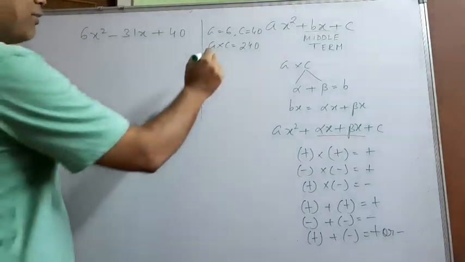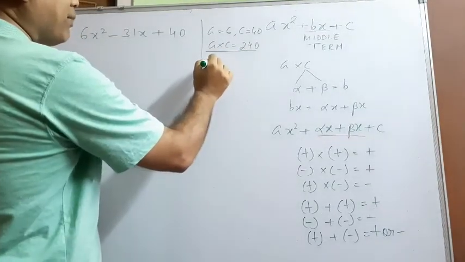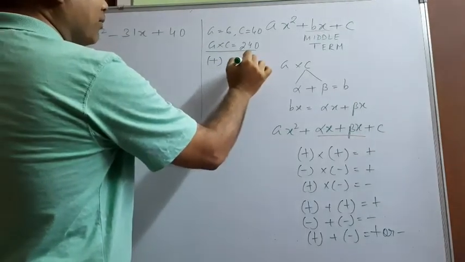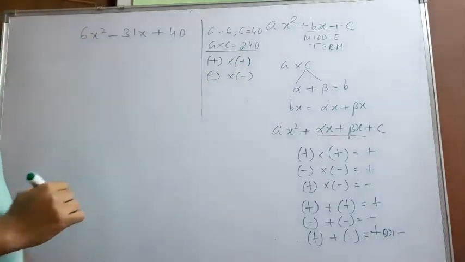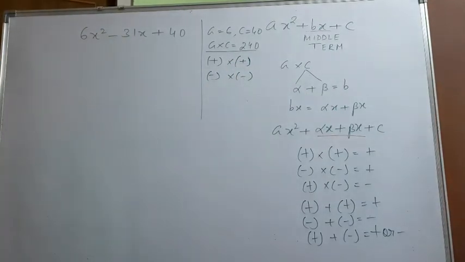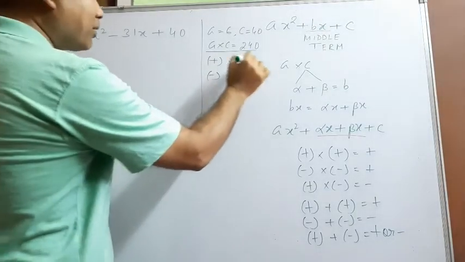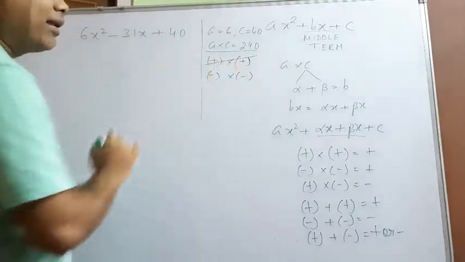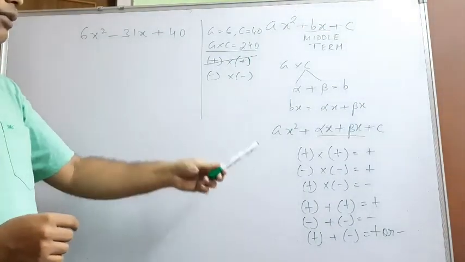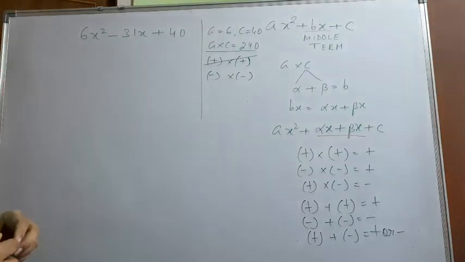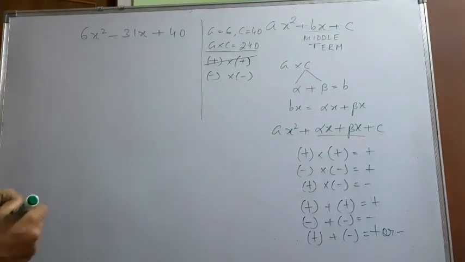Okay, so as it is a positive number, the two factors may be positive and positive, or negative and negative. But here, as you see b is negative number, so you cannot take positive and positive factors. You have to take negative and negative factors. Why negative and negative factors? Because when you add two negative numbers, then your answer is a negative number. Okay, so let us now find out the factors of 240, or factors of 6 and 40, so that the sum is minus 31.